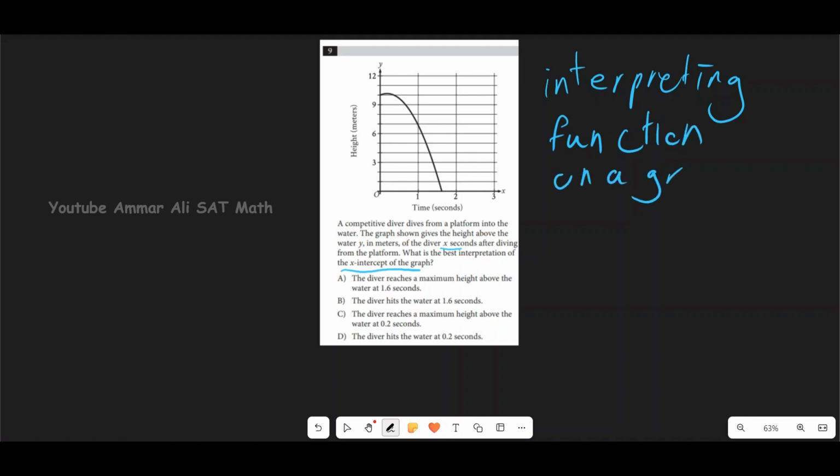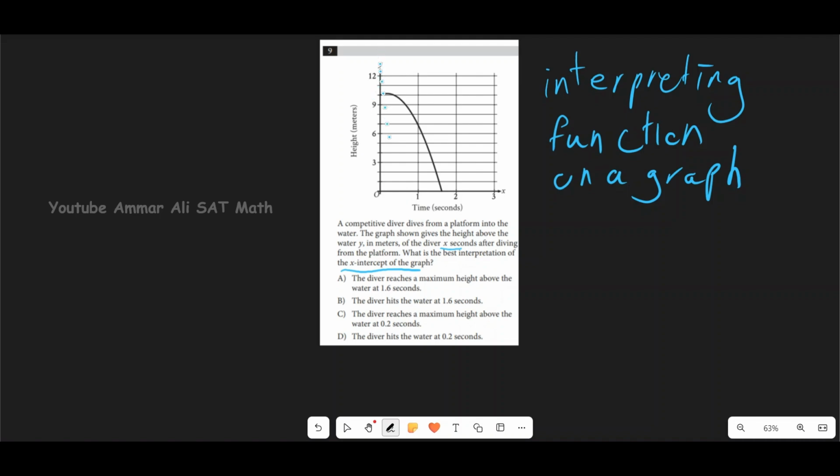For these types of questions, you don't really need to do a lot of math. You just need to look at the graph and understand what they are asking you, and then, based on that, find that information within the graph. So what are they asking us? They are telling us to interpret the x-intercept of the graph. Well, what is the x-intercept?